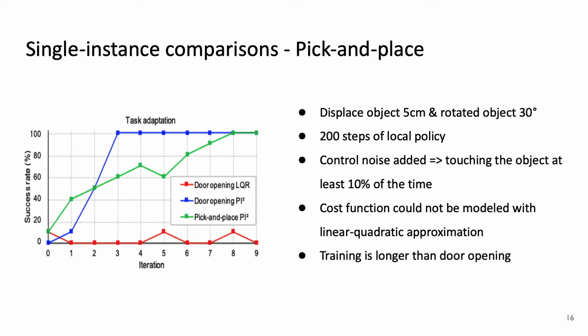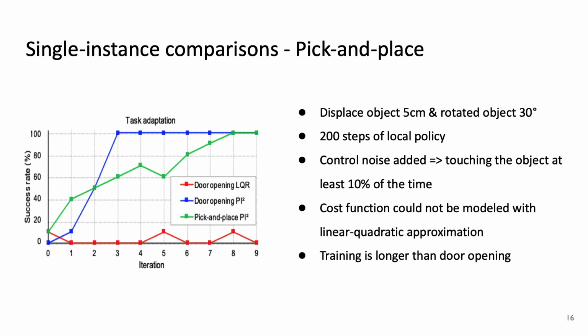The paper shows the performance on a harder task, pick and place. In this task, the goal is to adapt the demonstrated trajectory to displaced and rotated objects. Again, the PGPS method shows the best performance, while LQR cannot perform on this task since the cost function could not be modeled with a linear quadratic approximation. The training is longer than the door opening task due to the hardness of this task.